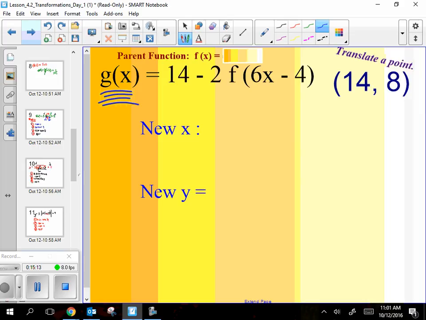Would you agree that this f here is just begging for an f of x, right? So you get that this is kind of where the x should be. So 14 is what we want the x to be. So we say 14 should be 6x minus 4. And you solve it. Go ahead, solve that.